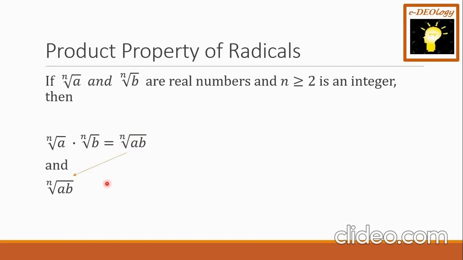On the other hand, suppose I have a radical here, which is the nth root of a product ab. I can now split the radical into each of the factors, and we shall see that this is equal to the nth root of a times the nth root of b. It's like the reverse of this multiplication or product property of radicals. And this idea here is what we call the simplification rule. Let us see some examples.